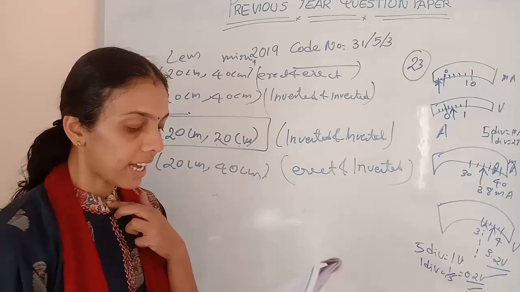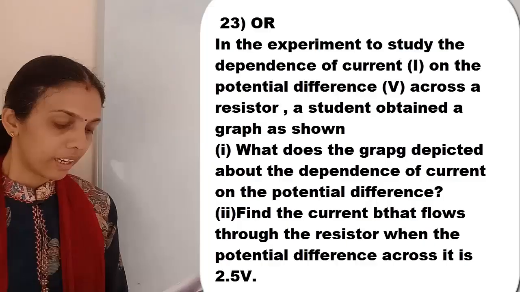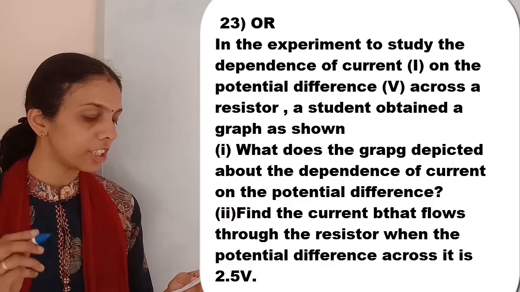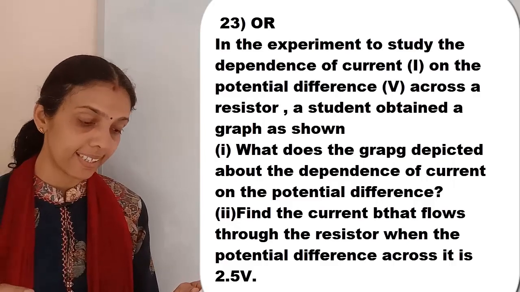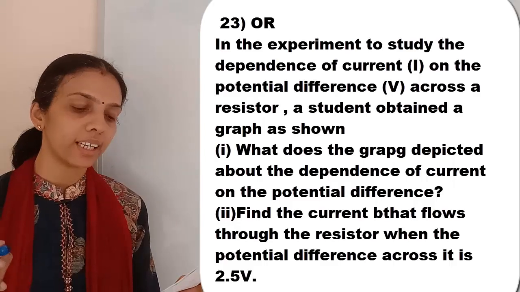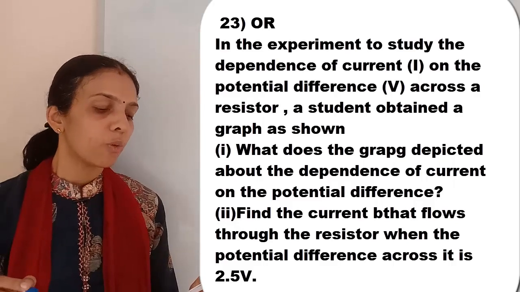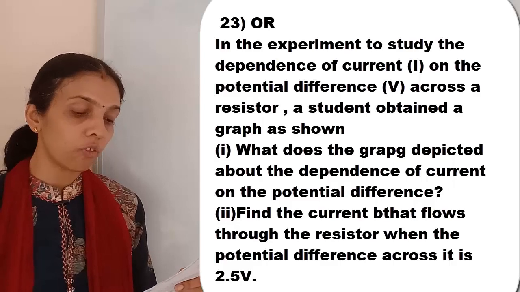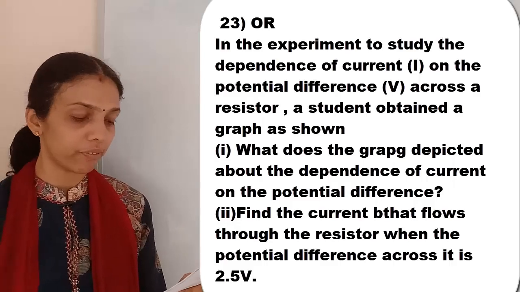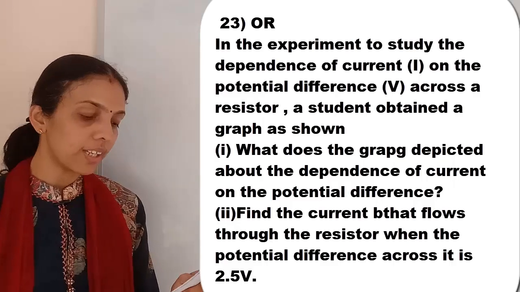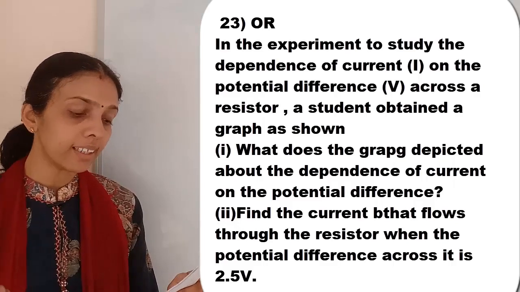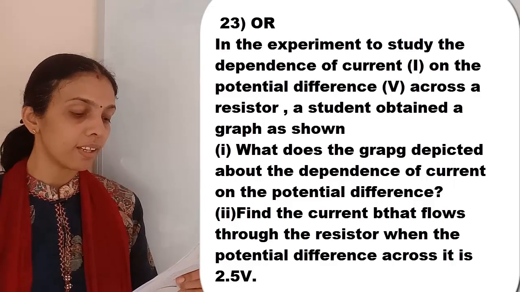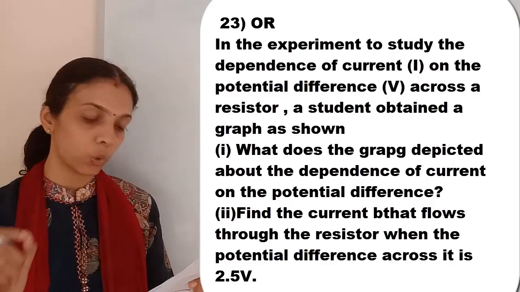So next is an OR question. In the experiment to study the dependence of current on the potential difference across a resistor, a student obtained a graph as shown. What does the graph depict about the dependence of current on the potential difference? Second question is, find the current that flows through the resistor when the potential difference is 2.5 volt.